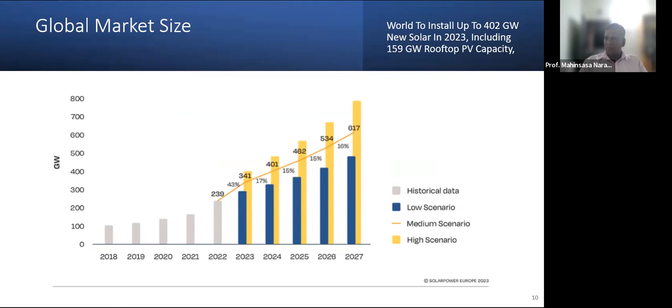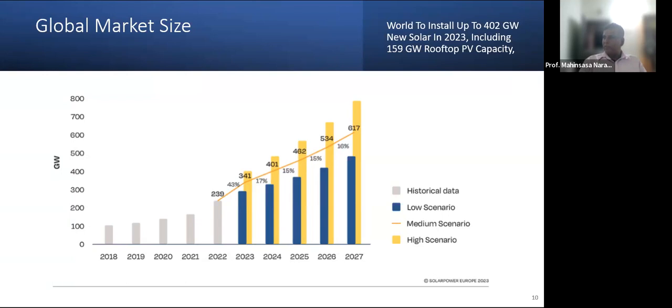Then what is the megawatt hour scale? The medium scenario, in the present situation, is 229 megawatts of global market size. Now you can see the future trends there. If you are going for any solar project development or technology developments, these are good trends. People always see increasing trends in the global market.